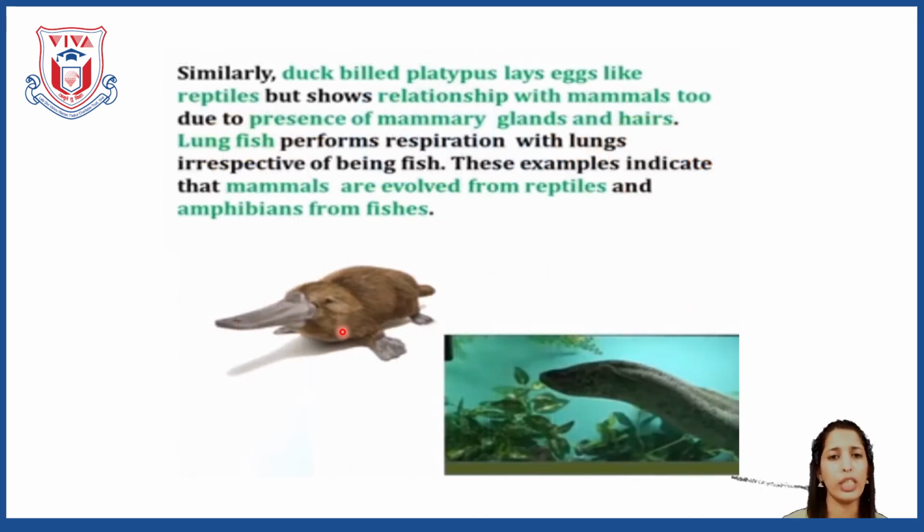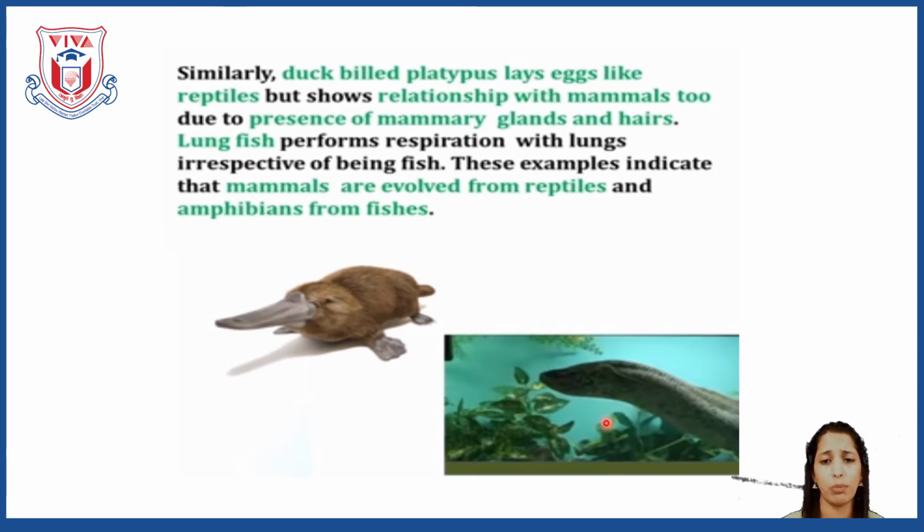Similarly, the duckbill platypus. The duckbill platypus lays eggs. Now when we talk about the duckbill platypus, again it is also a connecting link. It lays eggs like reptiles, but it shows similarities with mammals also because it has mammary glands and it also has hair. So we can say that it is a connecting link between reptiles and mammals.